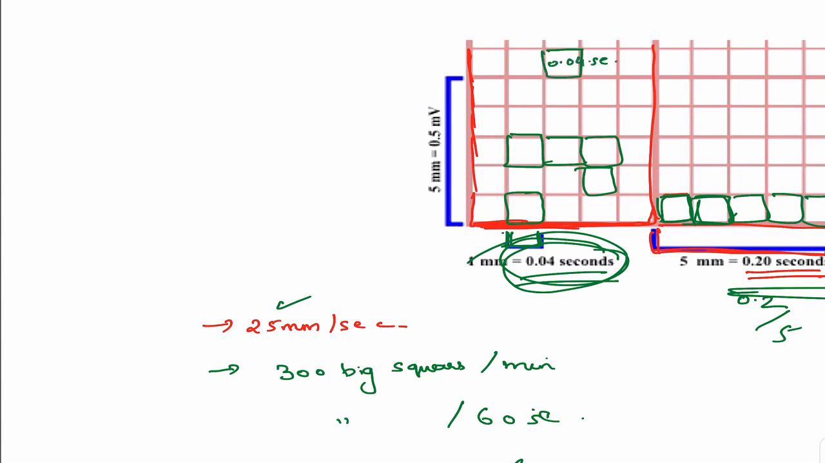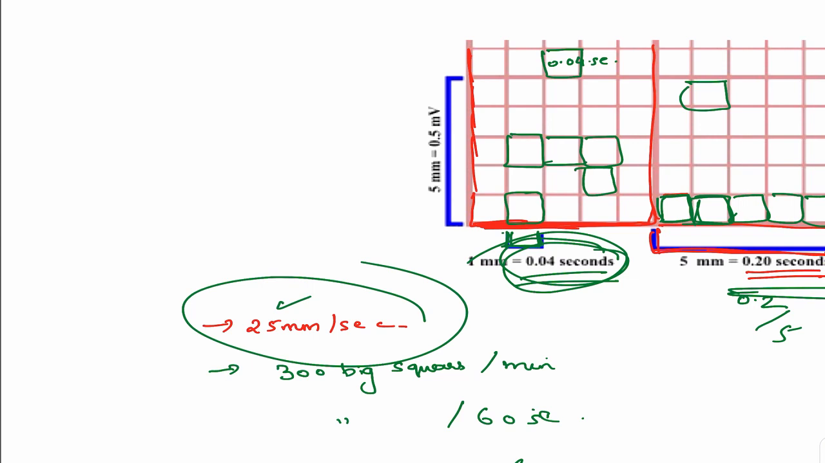That means one small square in ECG is equal to 0.04 seconds. That is how we calculate the timing of ECG. Remember, don't remember anything else, just 25 millimeter per second, and one small square is nothing but 0.04 seconds. If you know this too, we will go further.